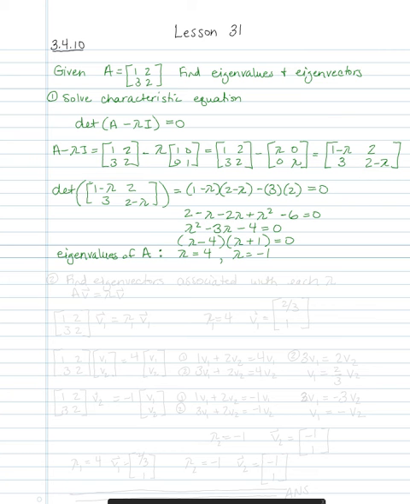Now the next step is to find the eigenvectors associated with each eigenvalue. So we want to find the eigenvectors associated with each lambda. We use the equation A times the vector V equals lambda times V. And if we're going to solve for the first vector, we're going to use the first lambda.